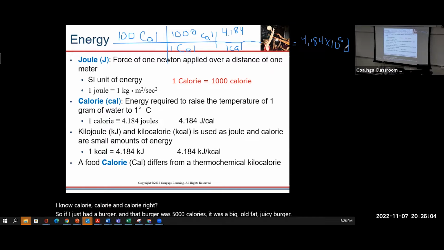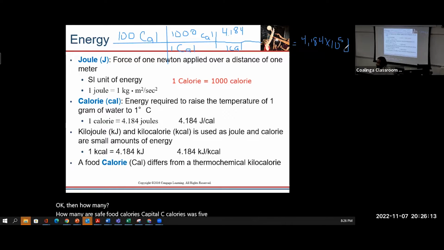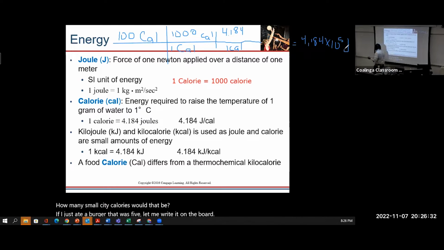Okay, then how many food calories, capital C calories? 5,000 food calories. Then how many small c calories would that be, if I just ate a burger that was 5,000 capital C calories? Then how many small c calories would that be?